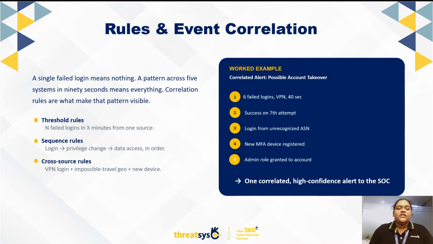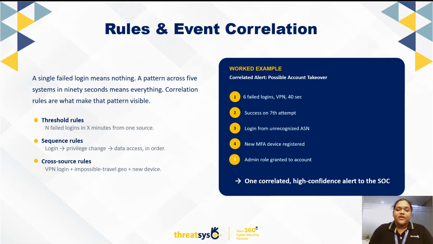The second type is sequence rules. This looks for events occurring in a particular order. For example, login, privilege change, and data access. The individual events may not immediately indicate an attack, but their sequence can provide a stronger indicator of suspicious activity.